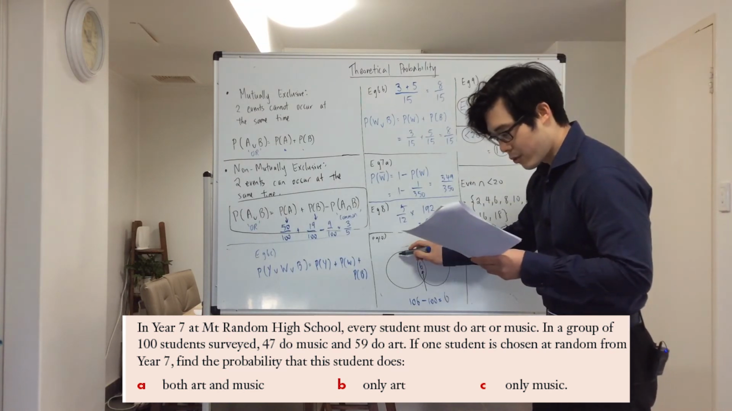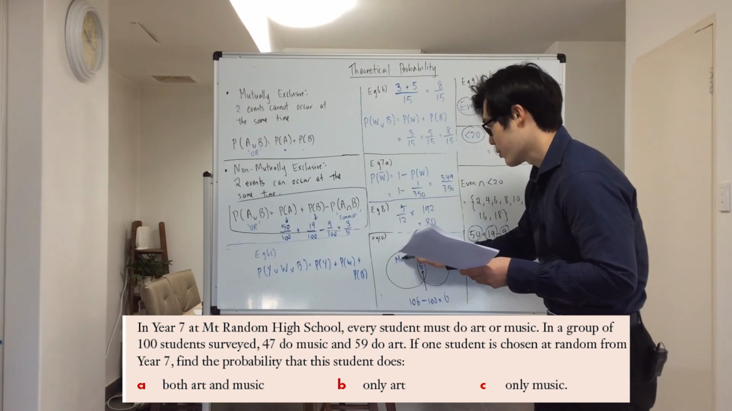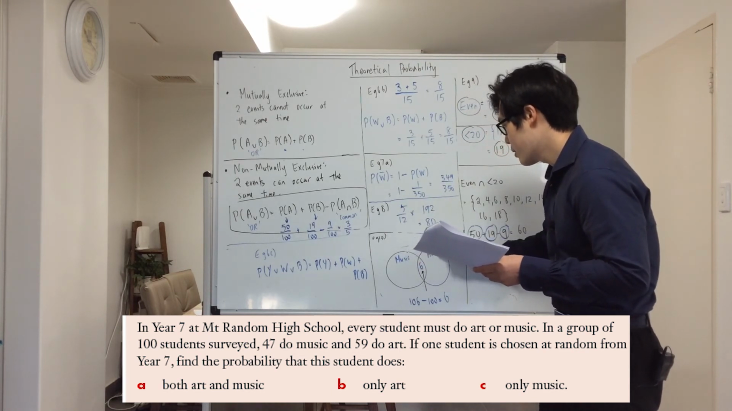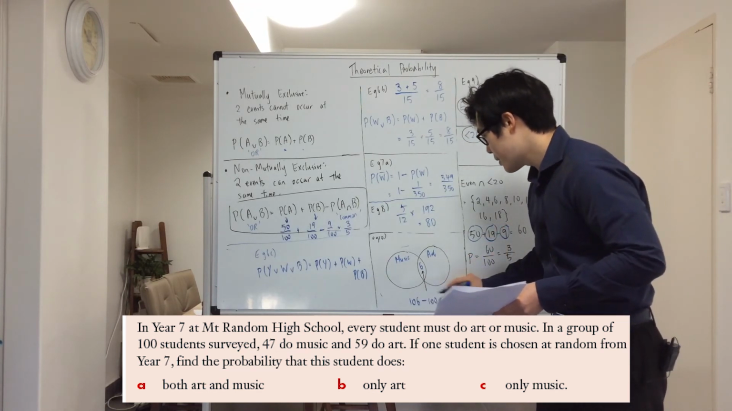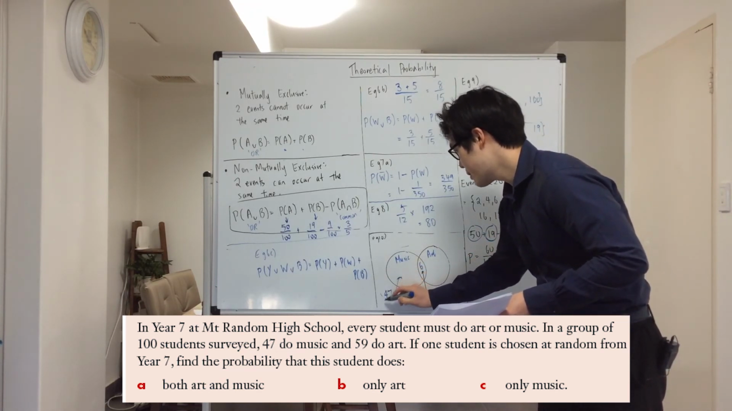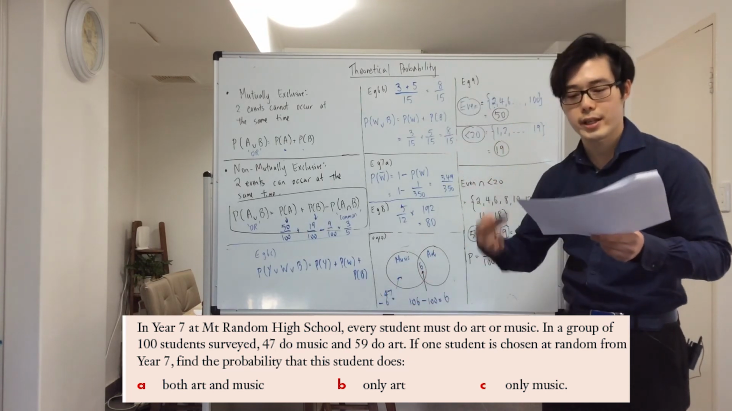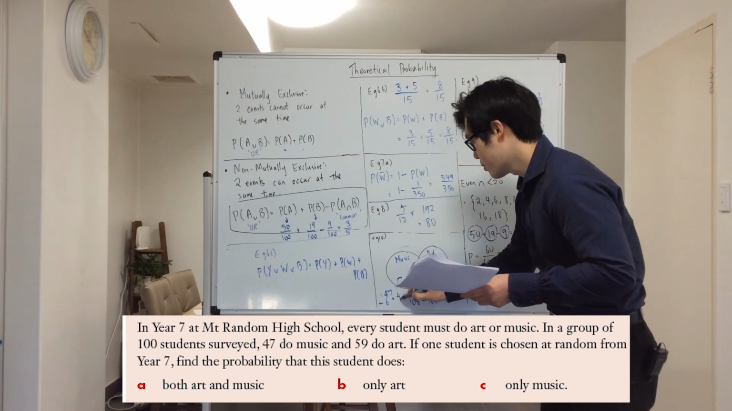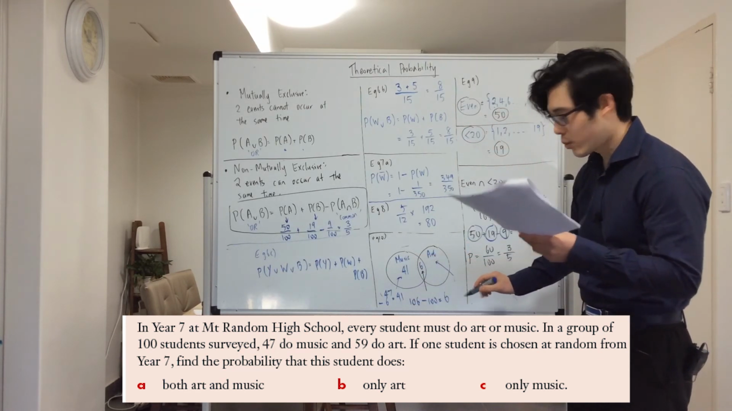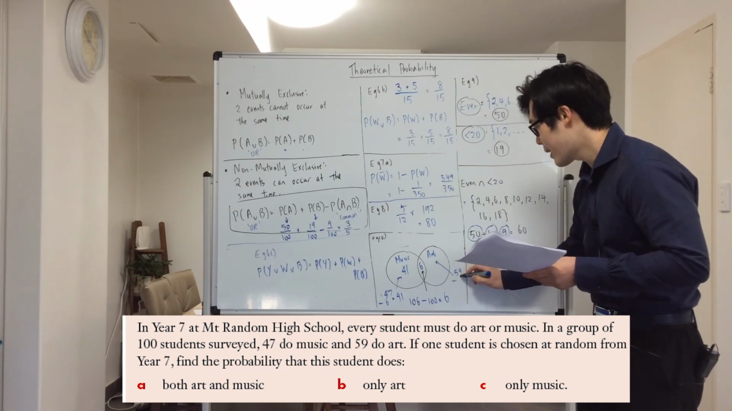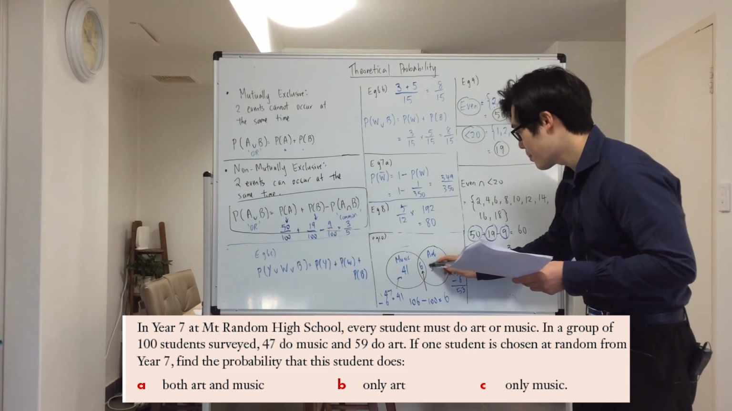Now to get the number for music, let's do music first because it mentions music first. All right. So it says 47 do music in the question. What you do now is 47 take away 6 to get the number of students that do strictly music only. And that's 41. So that's the number that goes in here. And the number of students that do art, it says in the question 59 do art. So you do 59 take away 6 and that's 53. And that's the number that you put in here.